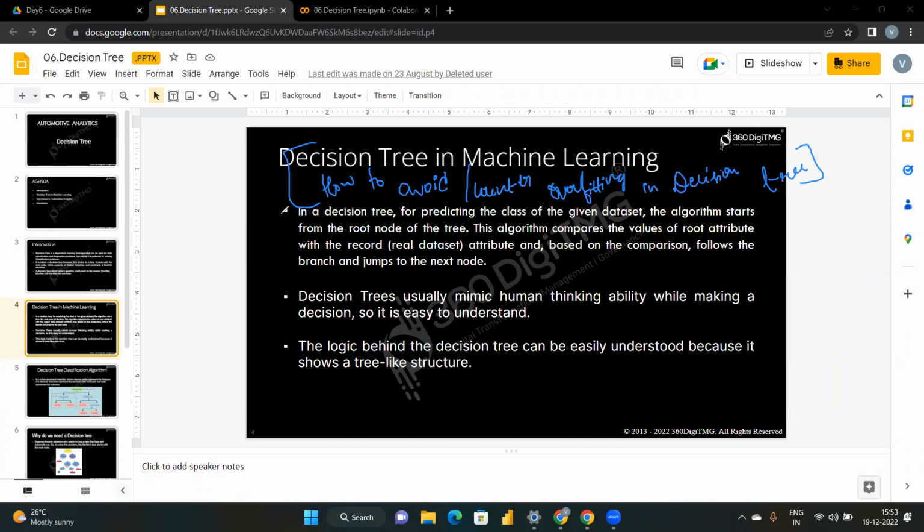The worst case is it's going to create a node for each observation. Thus, this affects the accuracy when predicting samples that are not part of the training data. So if you ask me what the ways are to remove overfitting, here are two ways.